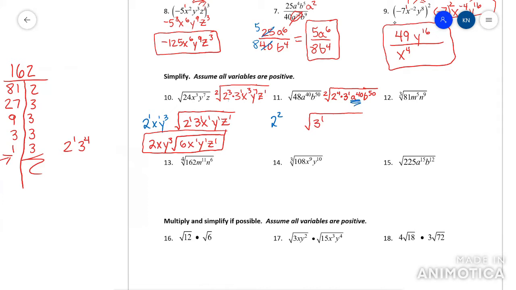There's 40 a's. That means you can make 20 groups of 2. There's 50 b's. That means you can make 25 groups of 2 with no a's or b's left over. So this is basically my answer, but I would take it a little further and be like, okay, 2 squared is 4. So it's 4a^20 b^25 root 3.